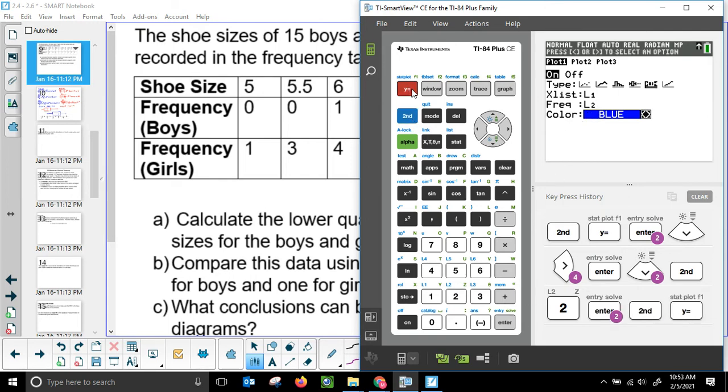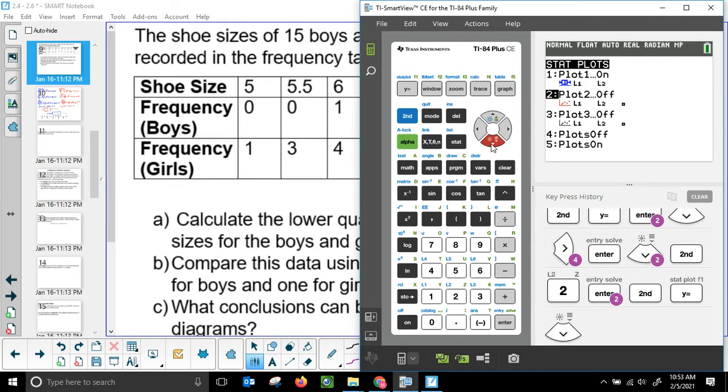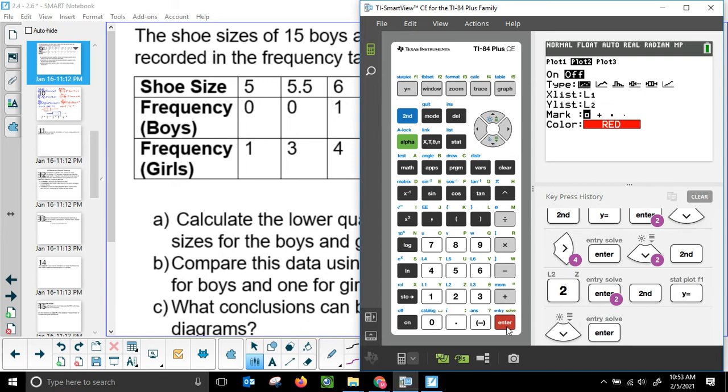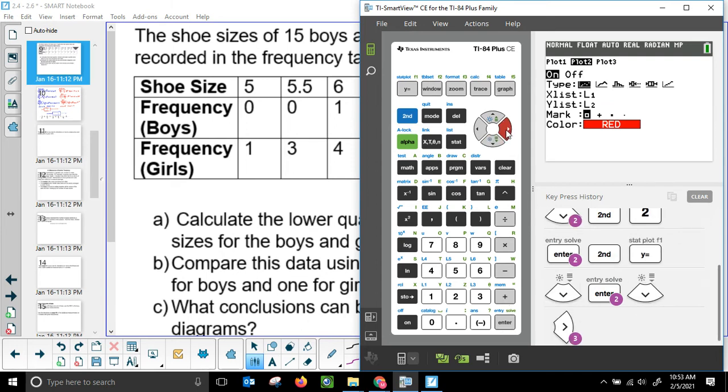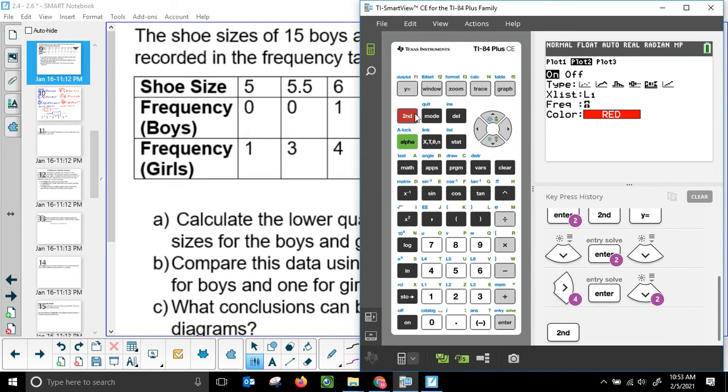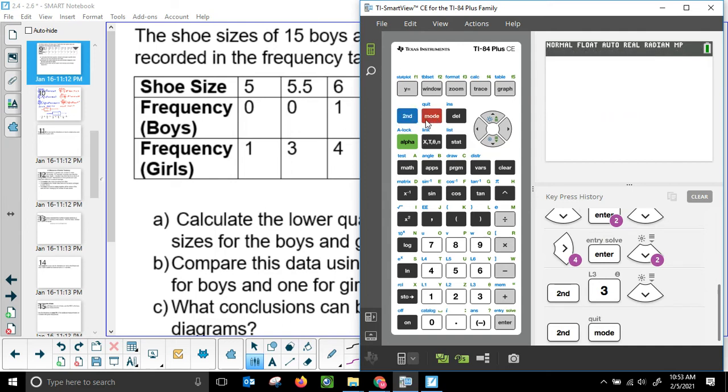All right. I can go back to stat plot because we have 2 of them. So I'm going to plot 2. I'm also going to turn this on. Come down again, go to my box and whisker, hit enter there. My X list is still L1, that's just my shoe sizes, but my frequency list is actually going to be L3 for the girls, and red is good for girls. That's what I did with my colors anyway. So we can now quit out of here.